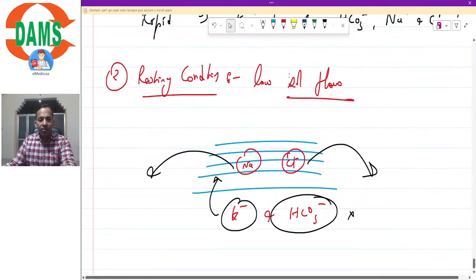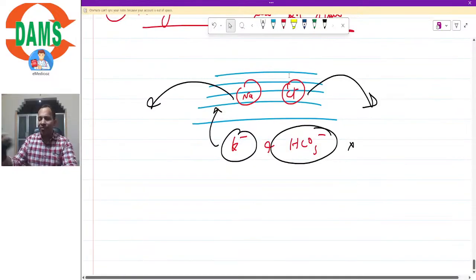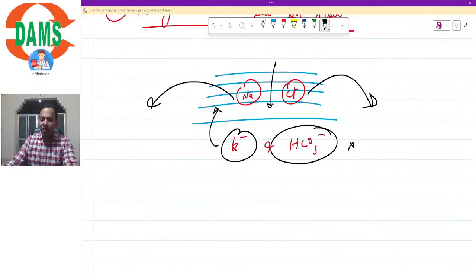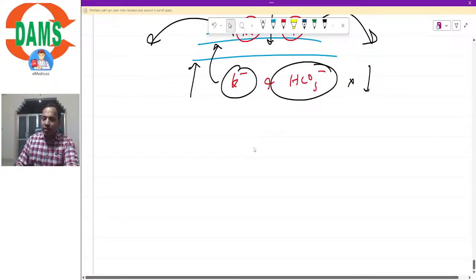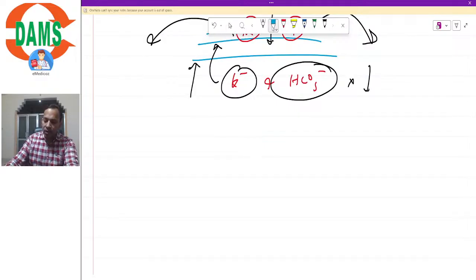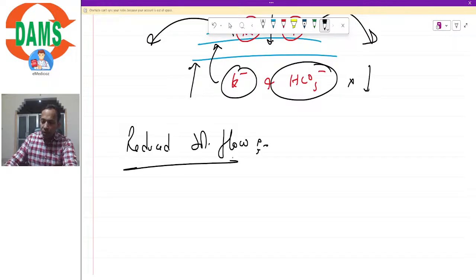So what happens is sodium and chloride are actively being absorbed, so their concentration in saliva decreases. Bicarbonate is not being secreted actively, so its concentration also drops. Potassium is being secreted at its normal pace, so obviously its concentration increases. So when there is a reduced salivary flow, what will happen?